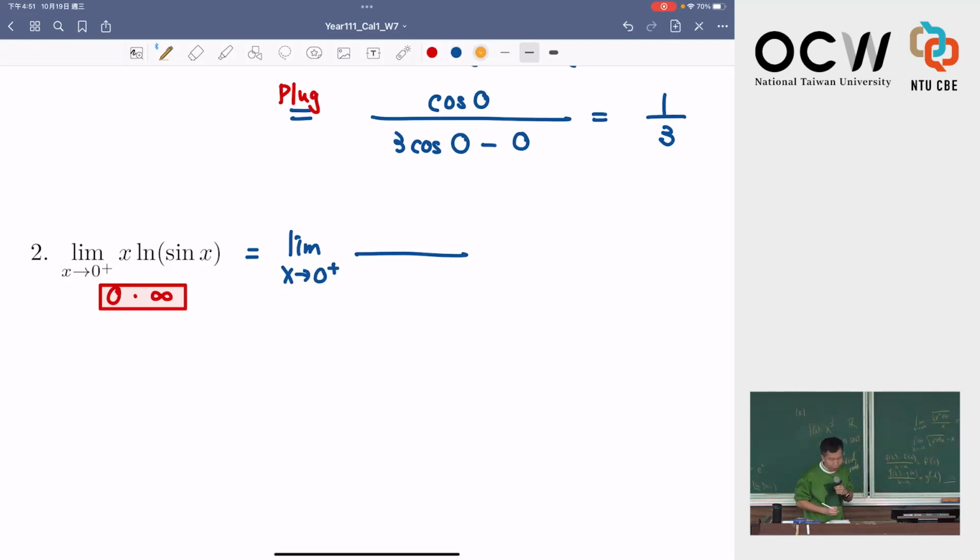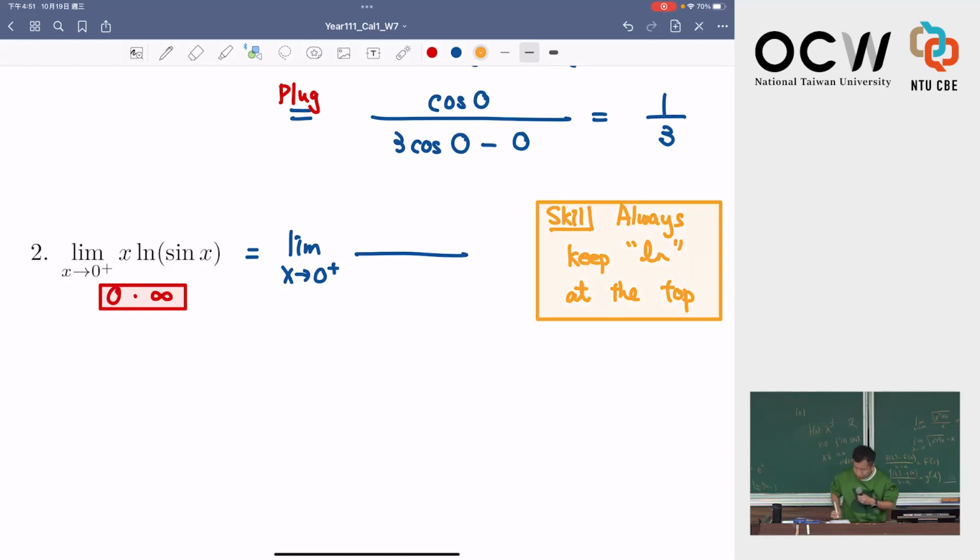But with one thing in your mind, so the skill here is always keep the logarithm at the top, at the numerator. So what do I mean by this? You have x times log of sine x. Let me insist keeping log of sine x in the numerator. And I brutally push the x at the bottom, like this.